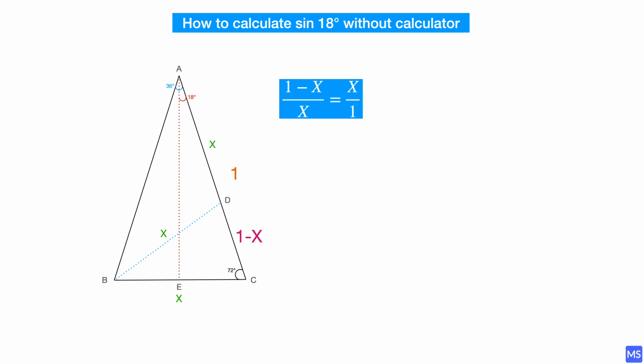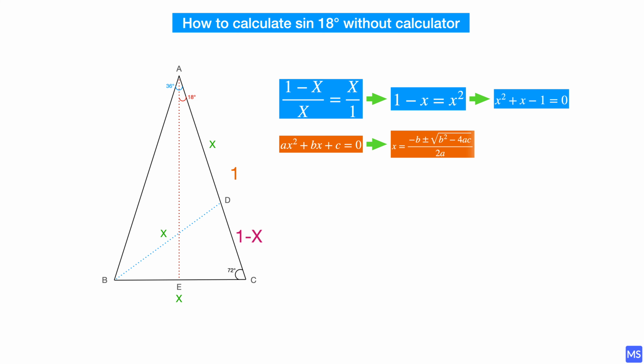1 minus x over x equals x over 1. 1 minus x equals x squared. x squared plus x minus 1 equals 0. The quadratic formula is x equals negative b plus or minus the square root of b squared minus 4ac, all over 2a.